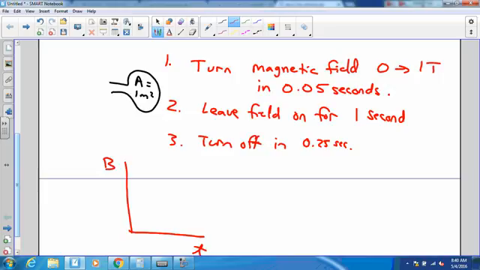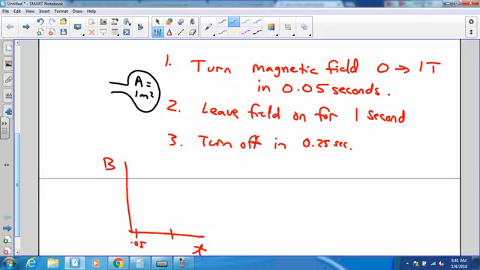So talk to me, Jesse. More 0.05. Okay? And then 1. Now we left it on for 1 second, so 1 is not the right time to mark. Should be 1.05. Right. Don't confuse duration, delta t, with the actual absolute time.